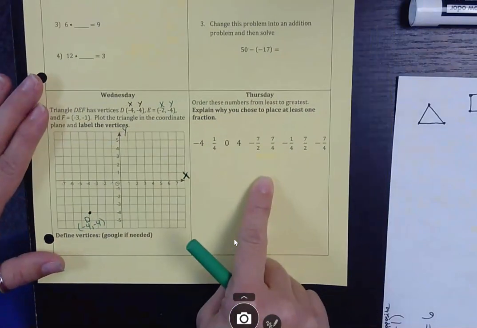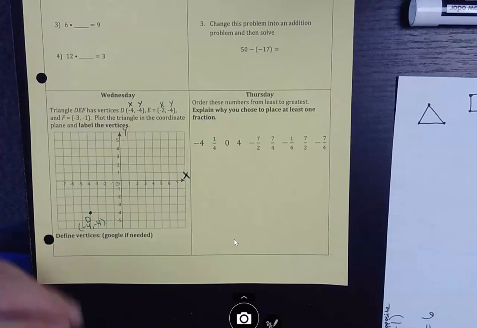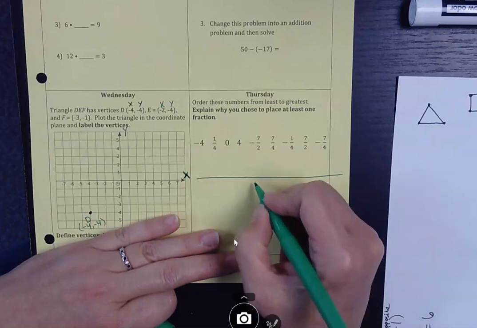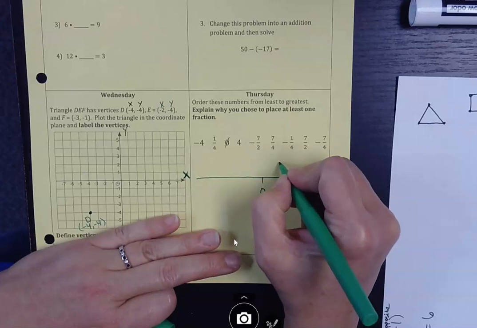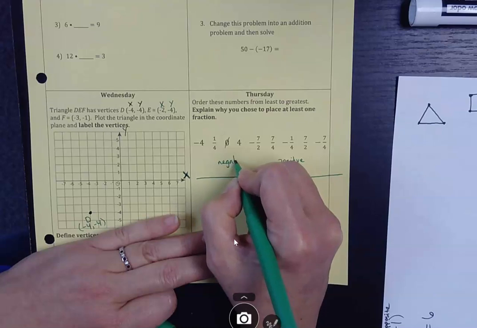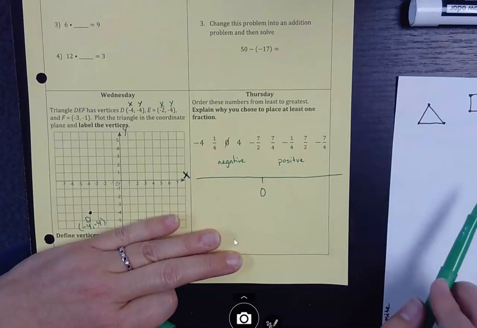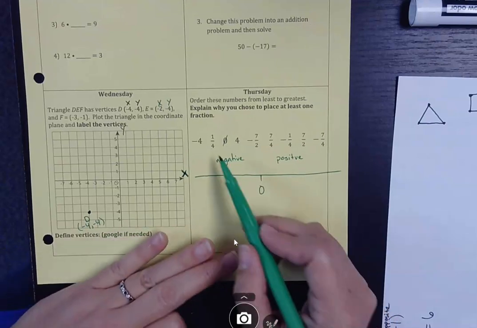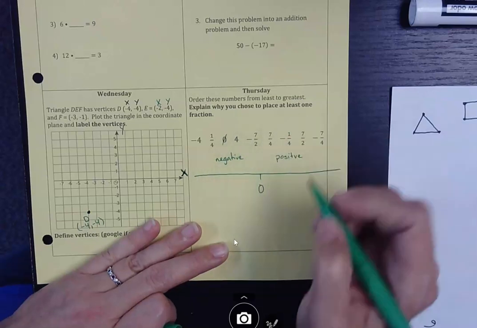Okay, Thursday says order these numbers from least to greatest. Explain why you chose to place at least one fraction. So one of the ways you can put them in order is think about a number line, which I would put 0 in the middle. There's my 0. Remember that this side is positive numbers. This side is negative numbers. And then if I was counting this way, I would go 1, 2, 3, and continue this way. It's like -1, -2, -3, -4. You need to figure out where these would go. Okay? Explain at least one fraction.